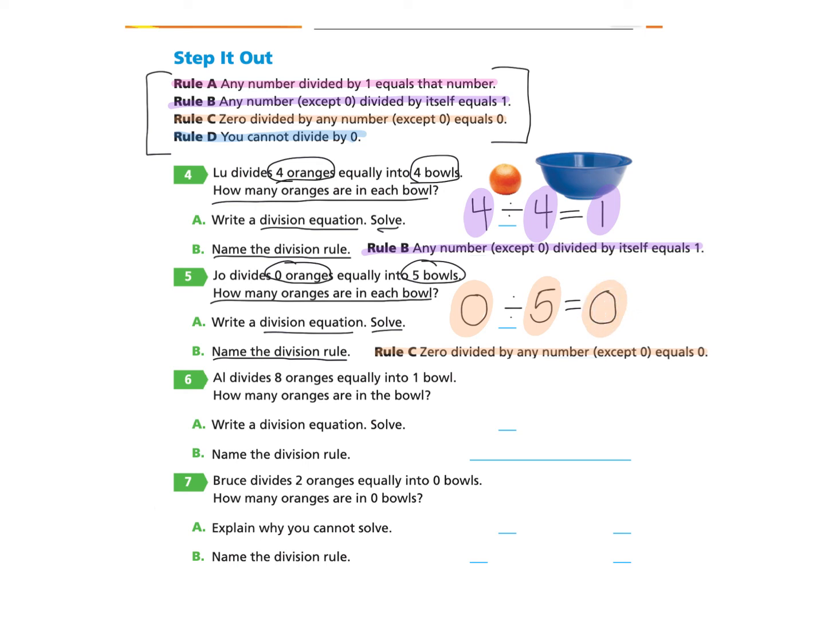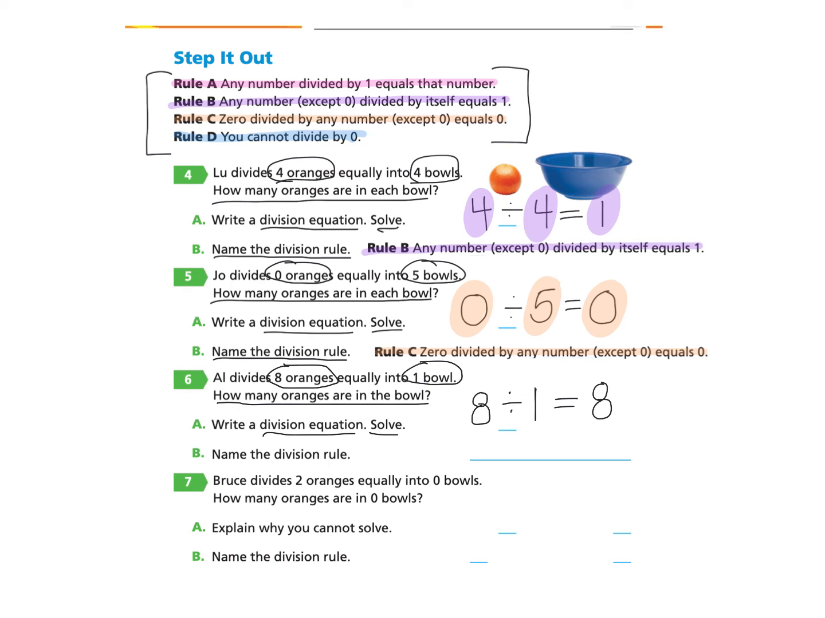Part 6. Al divides 8 oranges equally into 1 bowl. How many oranges are in the bowl? They'd like us to write a division equation and solve, just as before. If you'd like to pause now, you may do so. And we will go through here. We have 8 oranges, and we are going to divide them into 1 bowl. And when we do that, we find that there are 8 oranges total in that bowl.